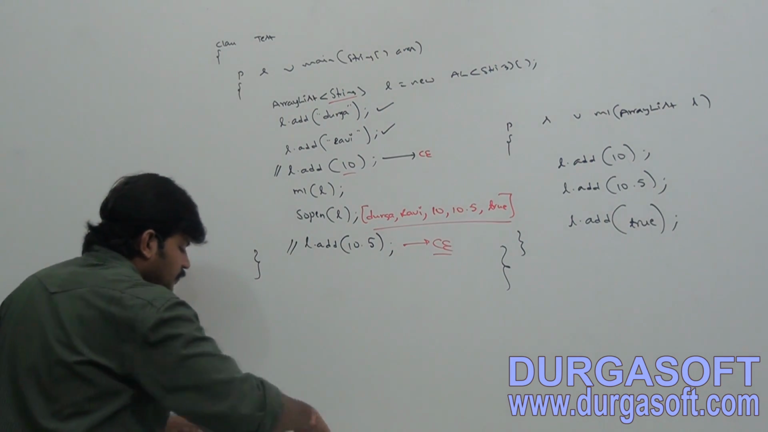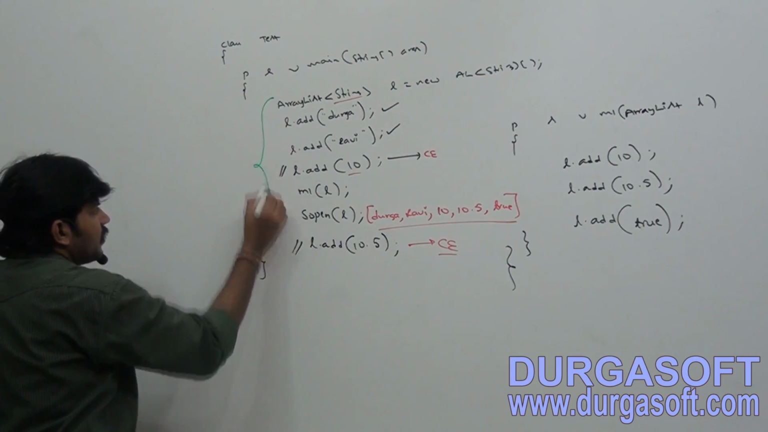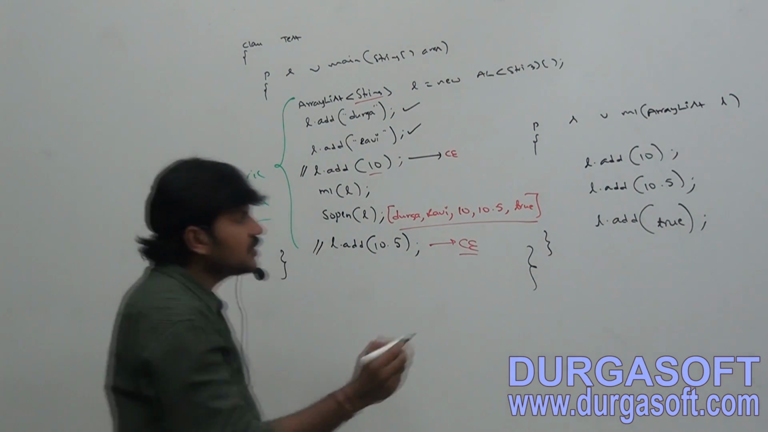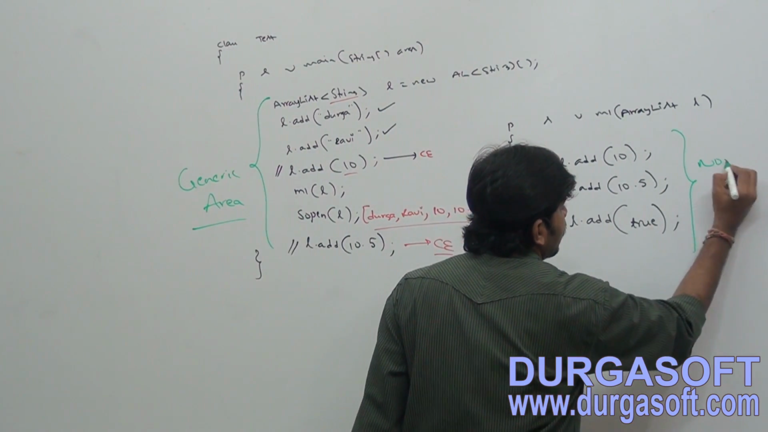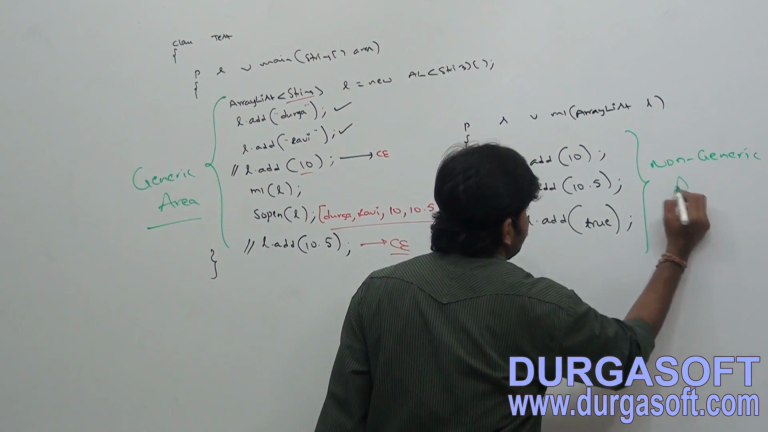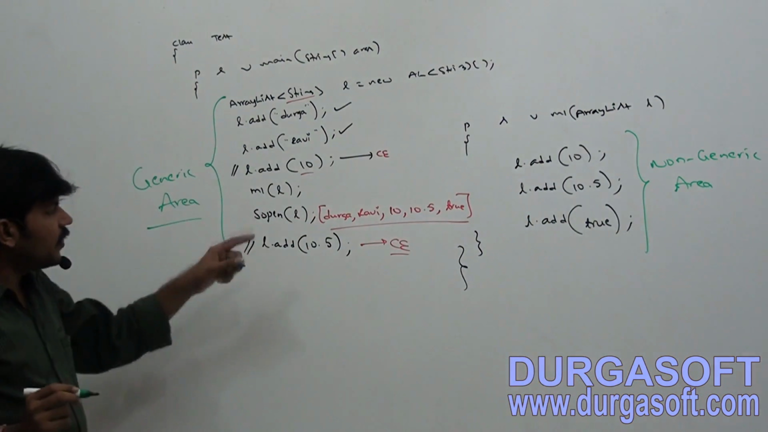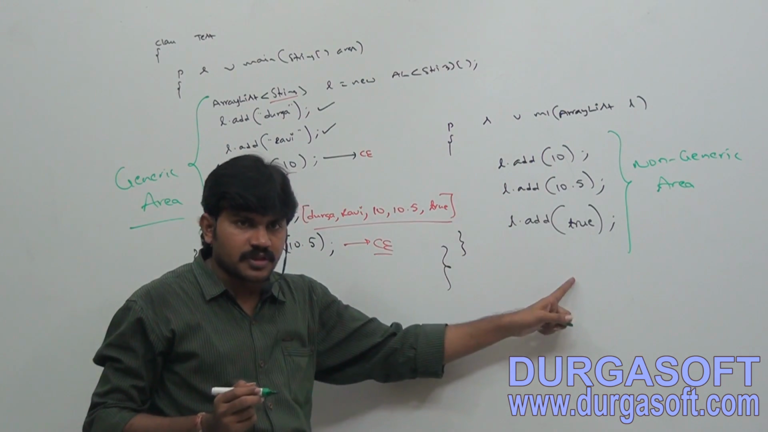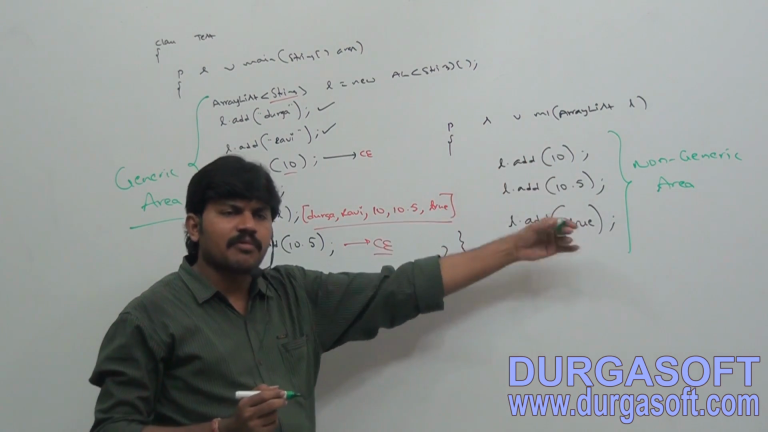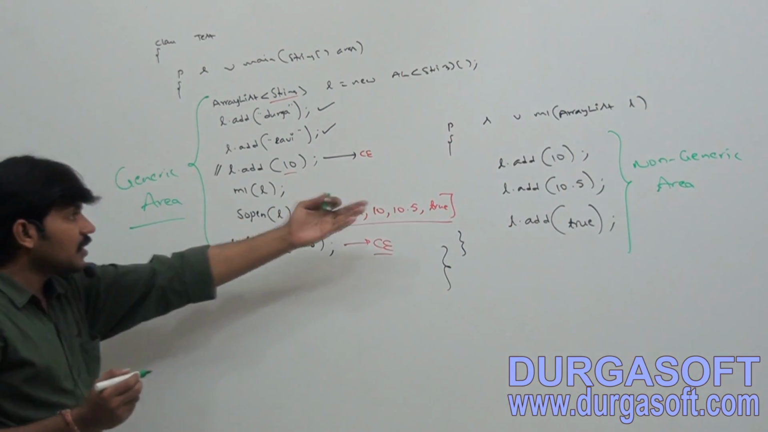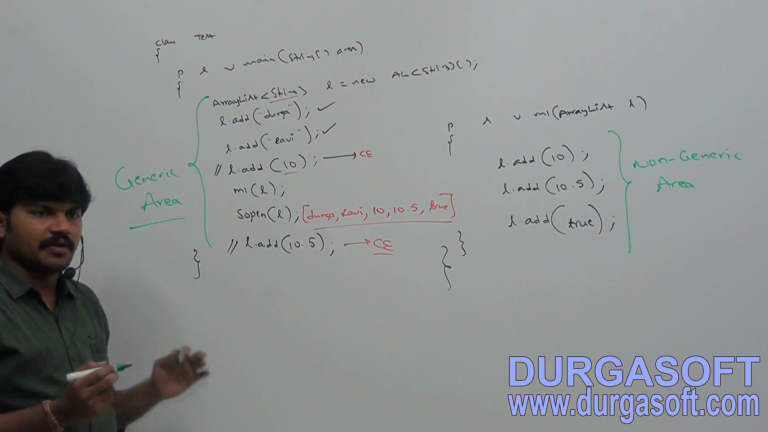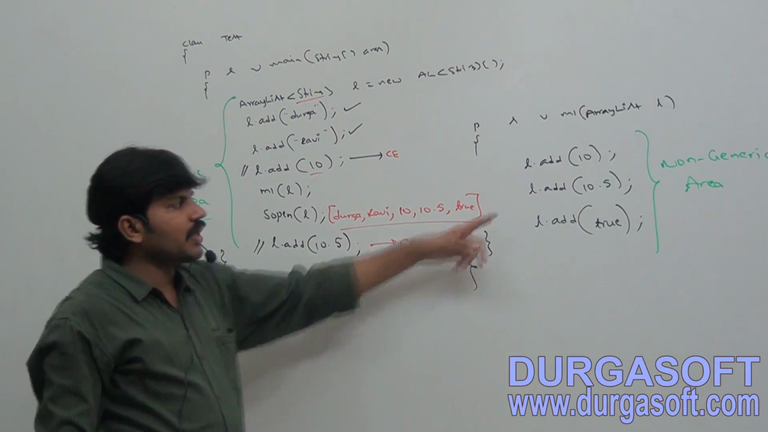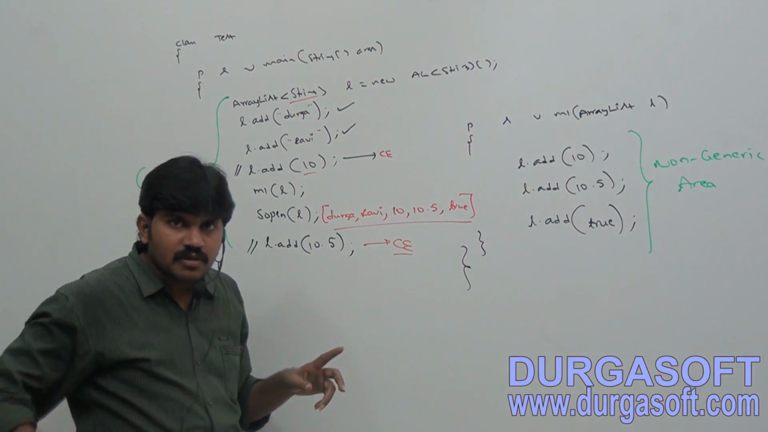Sir, this area, whatever area, this area is called what? Generic area. This area, whatever there, this area is called what? Non-generic area. Sir, if I send a generic object to a non-generic area, then it starts behaving like a non-generic object. Okay, have you observed this? That's why 10.5, true, any type of thing you can insert, no problem at all. Then coming back to generic area, once again this object starts behaving like a generic object only. Same L went there, same L came back, but here you can add 10.5, but here you can't add 10.5. Observe the difference clearly, right?